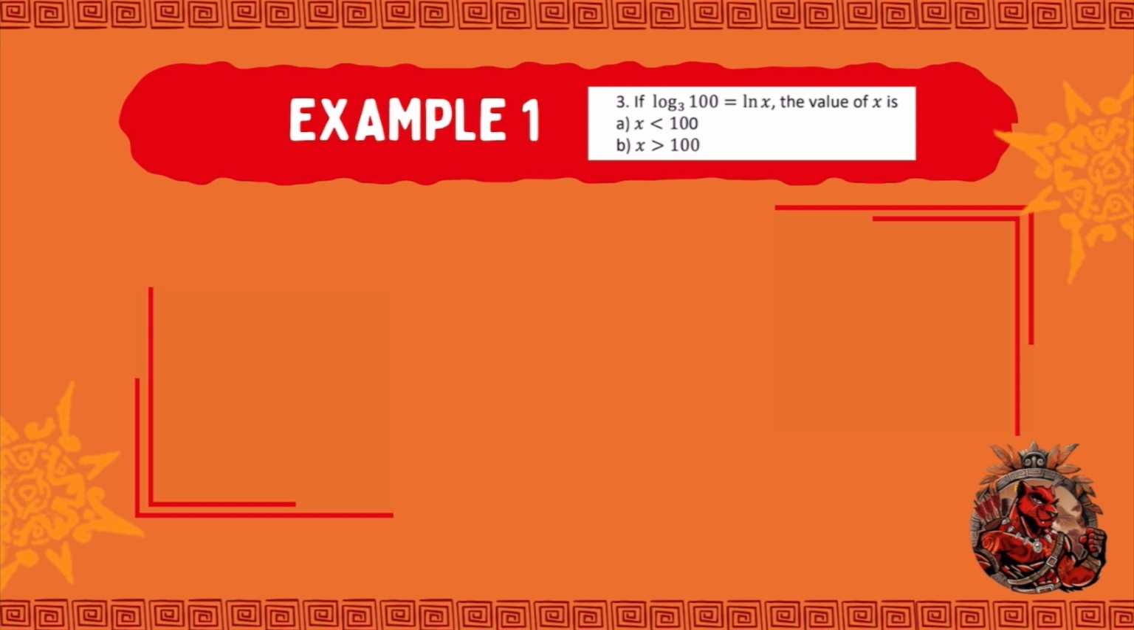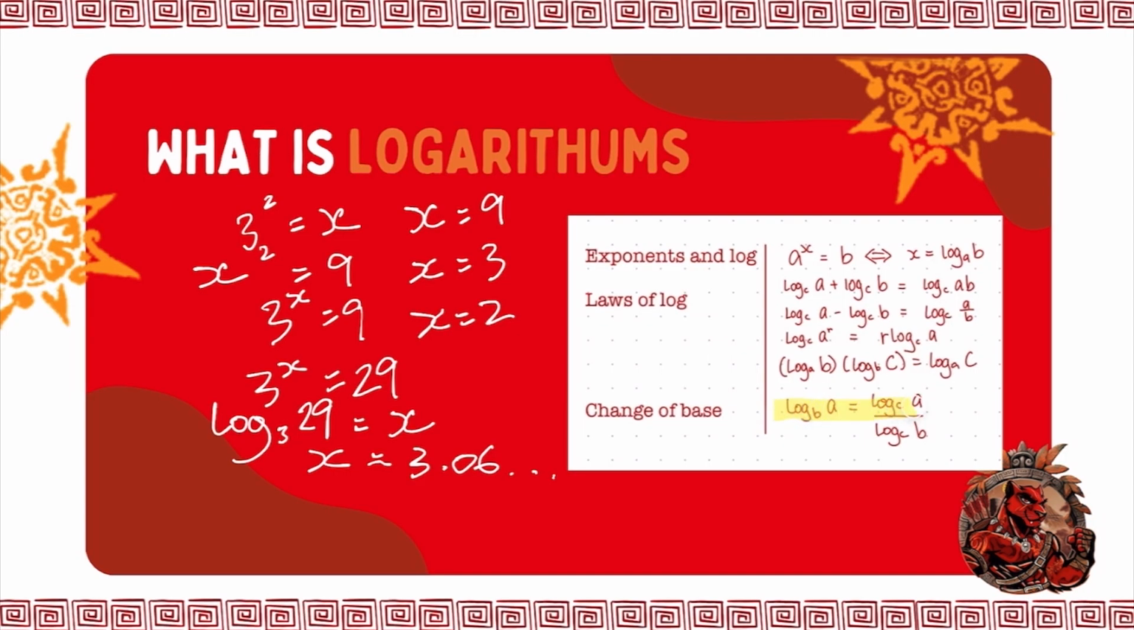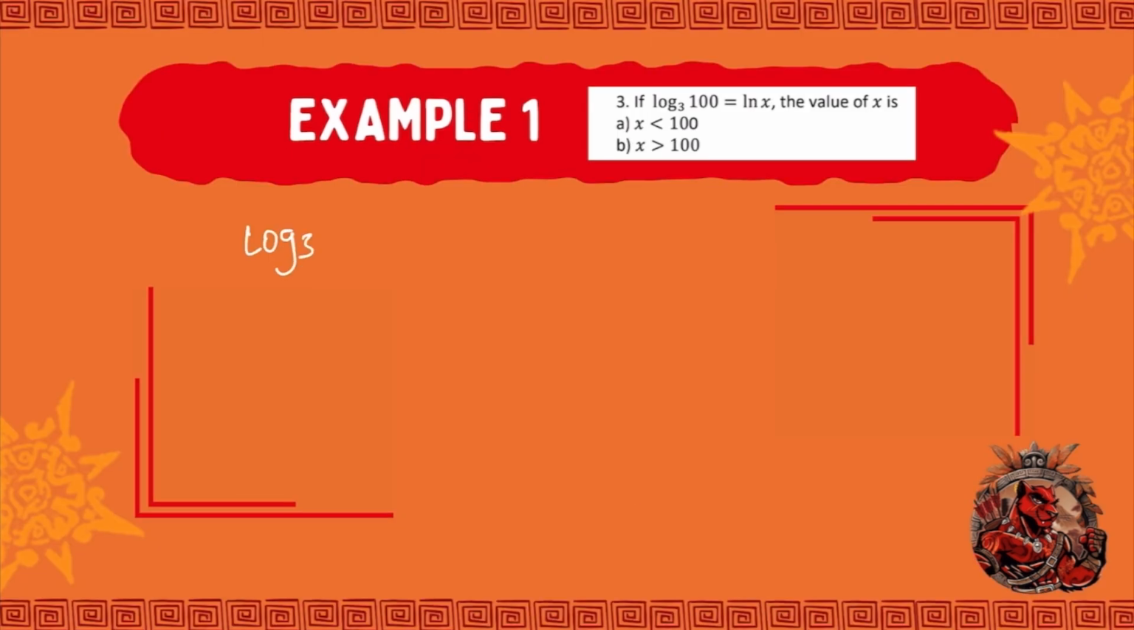If log base 3 of 100 equals ln x, is the value of x bigger or smaller than 100? To solve this equation, we're going to first express both logarithms in terms of a common base. We're going to rewrite this on the left side using the change of base formula, which is found right here. We're going to rewrite log base 3 of 100 as ln 100 over ln 3. Step 2, we're going to plug this back into the formula so it equals ln x.